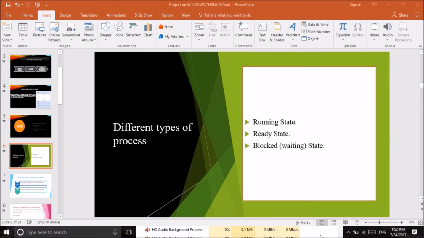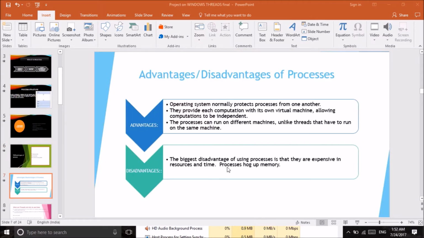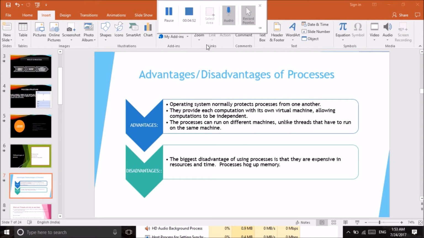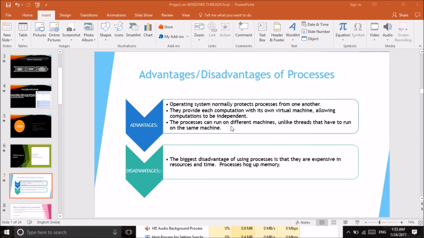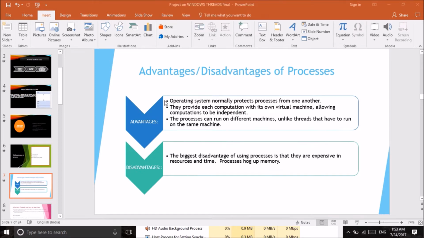Next up, we have the advantages and disadvantages of process. Operating system normally protects processes from one another. They provide each computation with its own virtual machine, allowing the computations to be independent. The processes can run on different machines, unlike threads that have to run on the same machine. Since processes can run on different machines, the operating system takes care of security. And the biggest disadvantage of process is that it is expensive and it takes up a lot of memory.